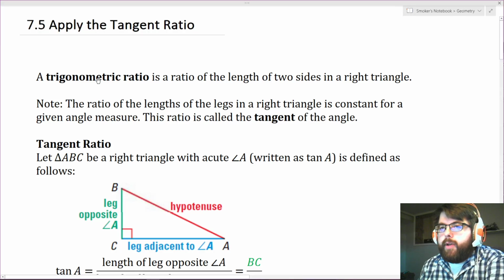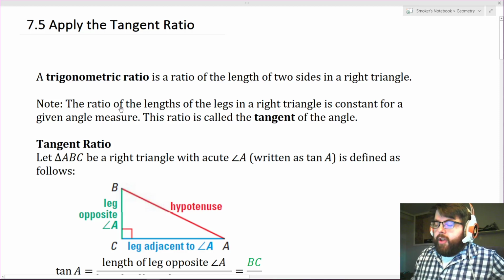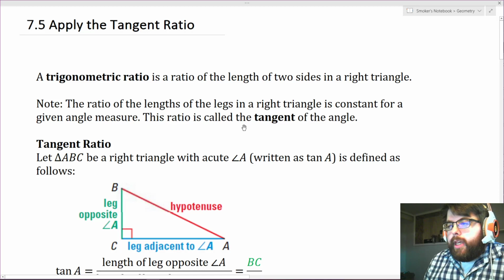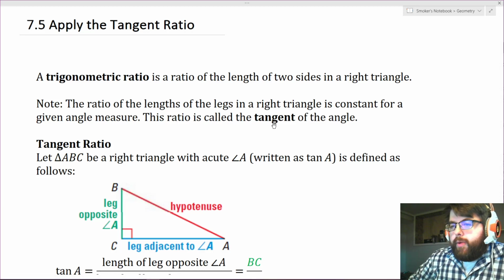Okay, so the tangent is a ratio, the ratio of the lengths of the legs of a right triangle. So tangent is a comparison of two legs of a right triangle. It will be the tangent of a certain angle, the comparison of the two legs of a right triangle. So it's always tangent of an angle. Tangent of an angle is equal to the ratio of the legs.